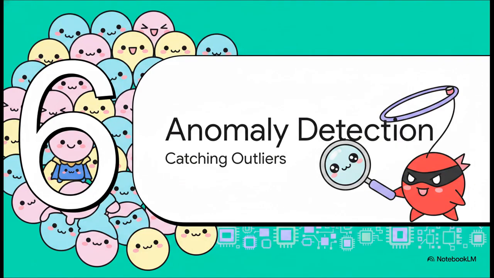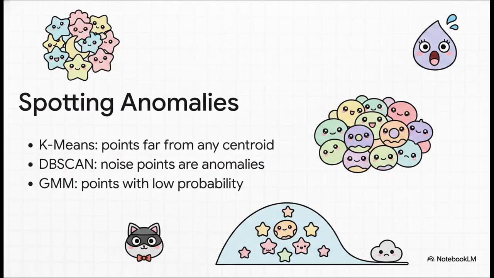Bringing us to Section 6, catching the culprit, spotting anomalies. Now, let's flip the script for a second. The absolute best part about meticulously mapping out what is normal is that it makes it so incredibly easy to catch the culprits that aren't. Unsupervised clustering inherently builds an anomaly detection pipeline for you.